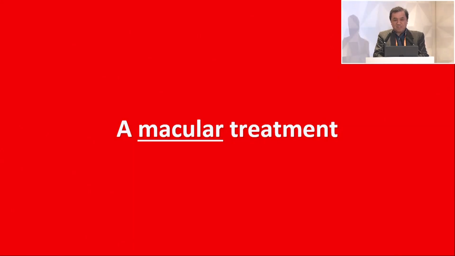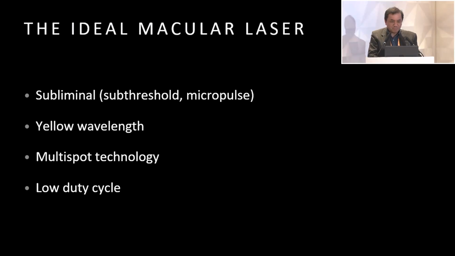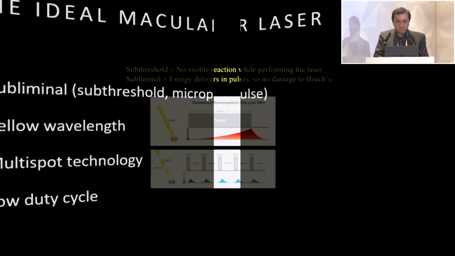Remember that this is a macular treatment, so we're not talking about doing PRP with micropulse or anything like that. The idea is just to treat the macula because we want to avoid iatrogenic damage to the macular area. The ideal macular laser, in my opinion, should be micropulse or subliminal. The wavelength is important. We prefer the yellow, and also multi-spot technology or patterns. And it also has to have the ability to have a low duty cycle.